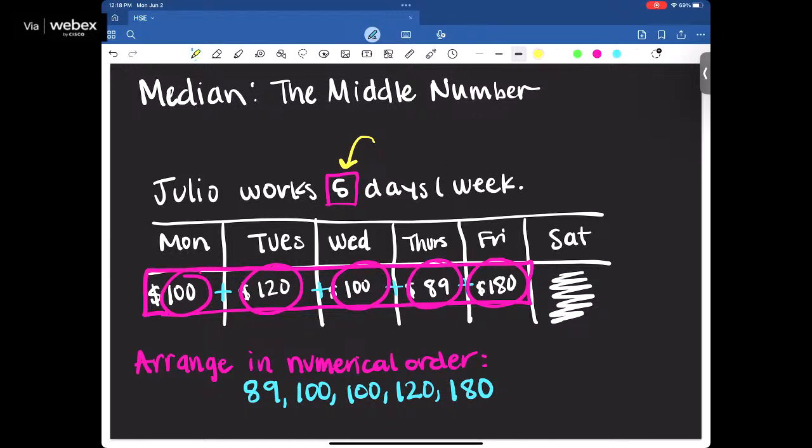Now I see one at a time which one is my median number. Get rid of my first one and then my last one. I go in this order until I'm left with one number in the middle. And in this case, our median is 100.